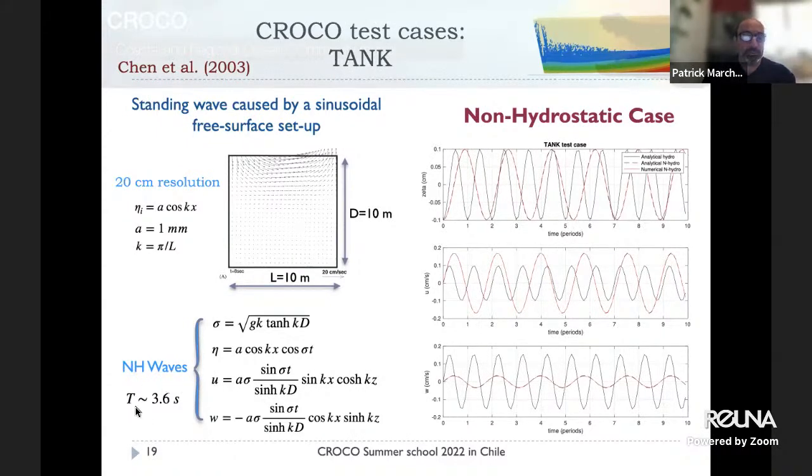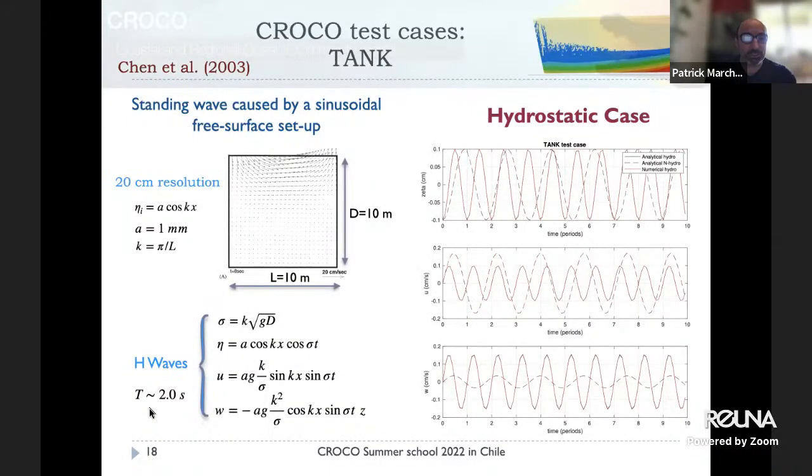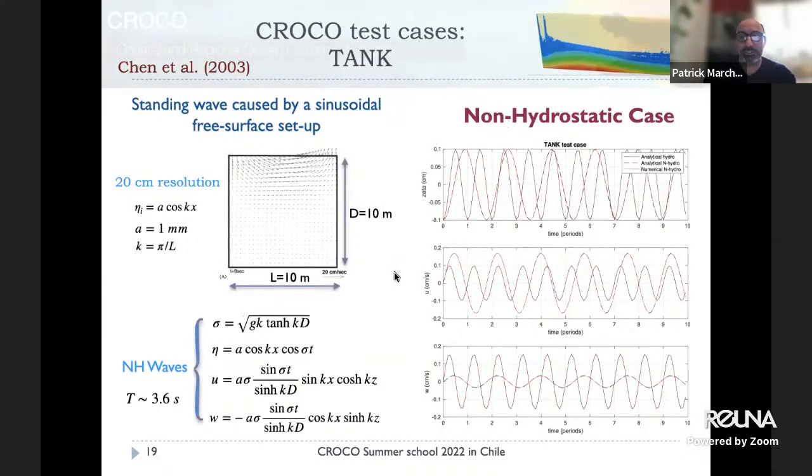As you can see, the period of the waves here is much slower than the hydrostatic case, which I show again. There was 2 seconds before, and now 3.6 seconds. So the waves are a bit slower.